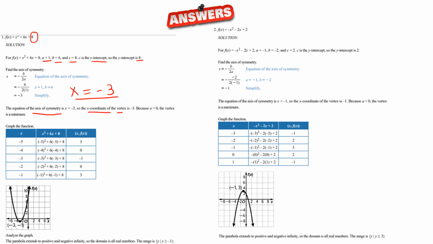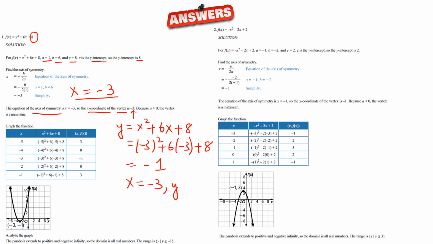Also the x coordinate of the vertex. What is the vertex? The point from which the parabola is starting. That is minus 3. And if you plug in here back, y is equal to x square plus 6x plus 8. If you put minus 3 here, substitute, then this will come out to be the value minus 1. So what is the vertex? X equal to minus 3, y equal to minus 1. So this is the point, or you write it in this way, x comma y, where the parabola will begin. So you know this point.